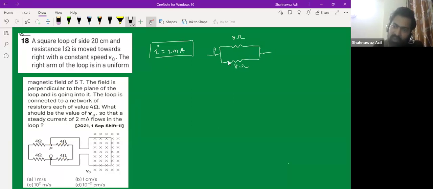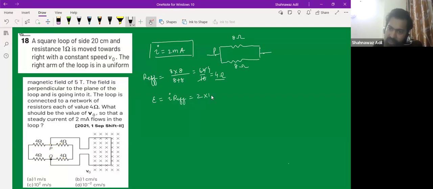So what is the effective resistance? Effective resistance would be simply 8 into 8 divided by 8 plus 8. So this is 64 by 16, so that is 4 ohm. So resistance we know, right? Magnetic field we know, current we know. So we know how much would be the EMF. EMF is IR. So this is 2 milliampere, and then resistance is 4, so this is 8 into 10 to the power minus 3.